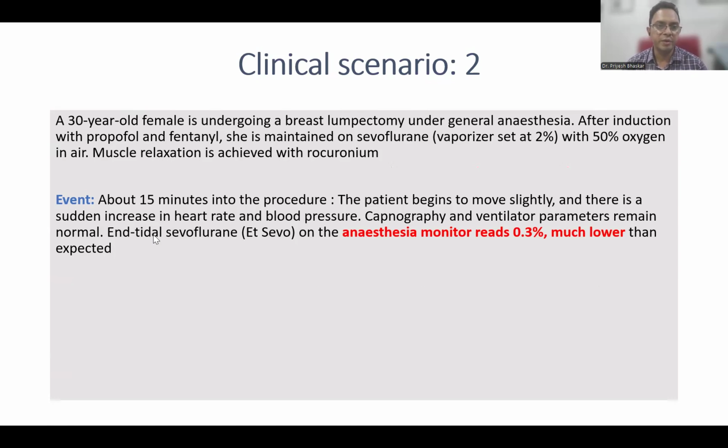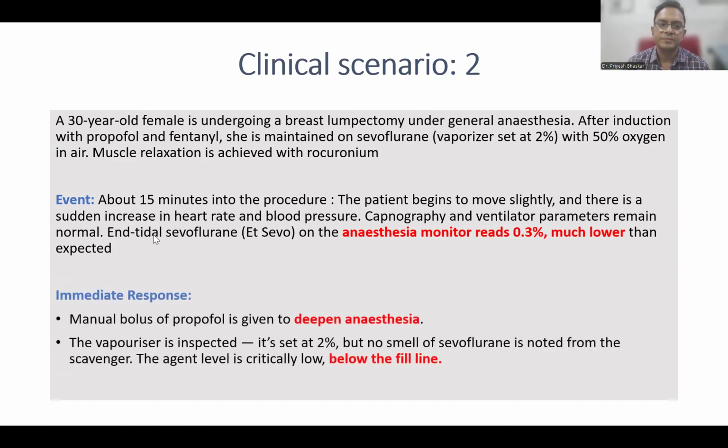The event was, after 15 minutes into the procedure, the patient begins to move slightly and there is a sudden increase in heart rate and blood pressure. Capnography and ventilator parameters remain normal, and end-tidal sevoflurane on the anesthesia monitor reads 0.3%, right? Much lower than expected. What might have been the cause? What did you do then? You gave a manual bolus of propofol. That is what we do to deepen the anesthesia.